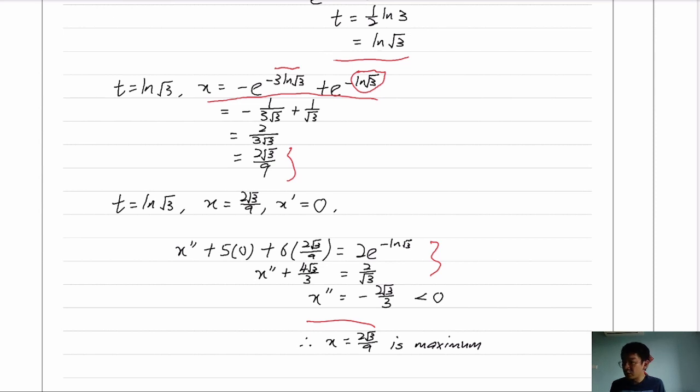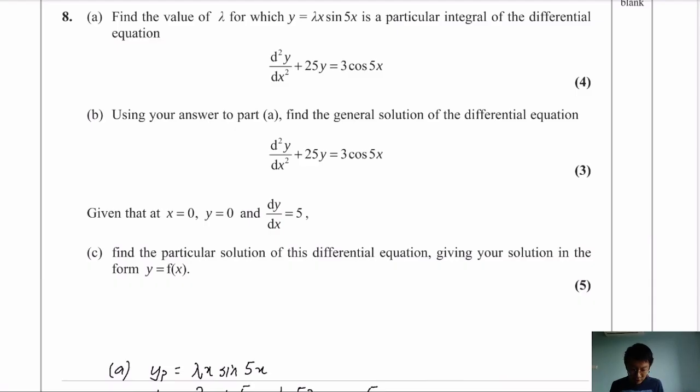Okay, so that is for our first question. Second question: first, find the value of lambda for which y equals lambda x sine 5x is a particular integral of the differential equation, which is given in this form. In the first part of the question, they already give us the particular integral. What is meant by particular integral in this case is the yp that we usually have, a particular solution to the equation. So we will work with that one first.